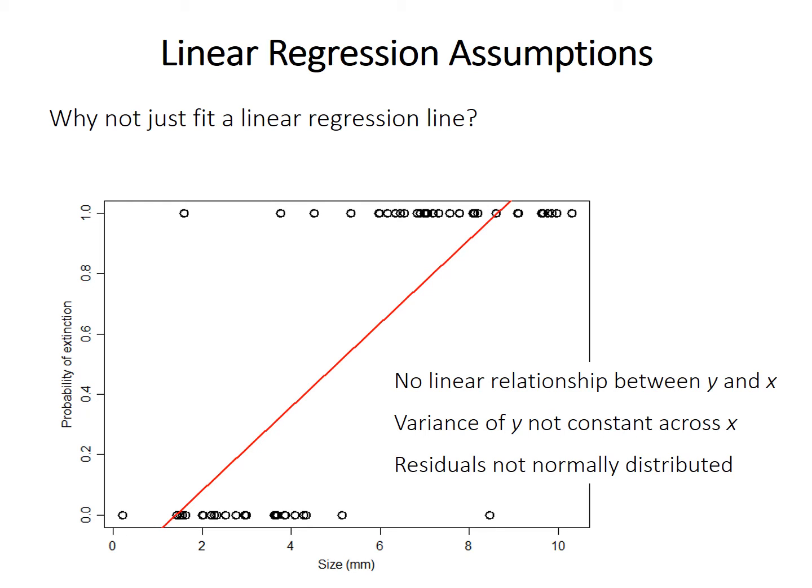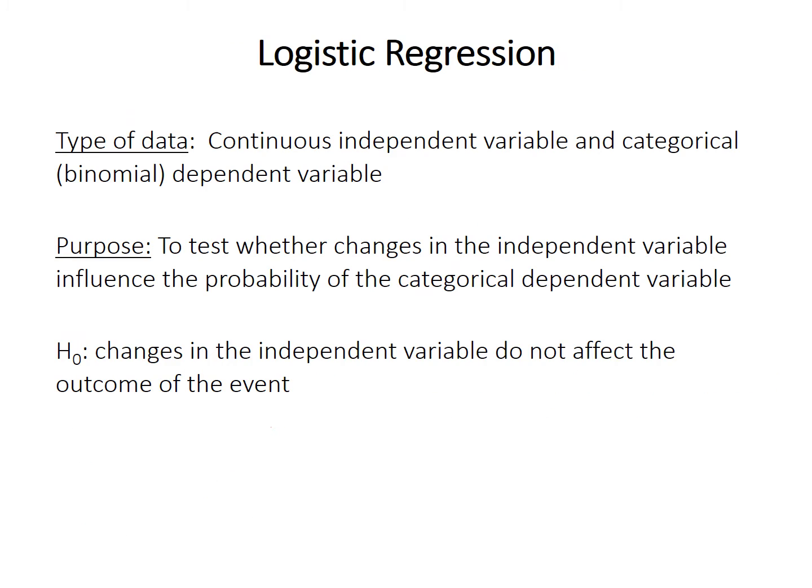And also, the residuals in the y direction around this red line are certainly not normally distributed either. They're bimodal, in fact. Conceptually, a linear regression fit could also imply that we would get probabilities greater than 100% or less than 0%, and that doesn't make a lot of sense. So that's where logistic regression comes in.